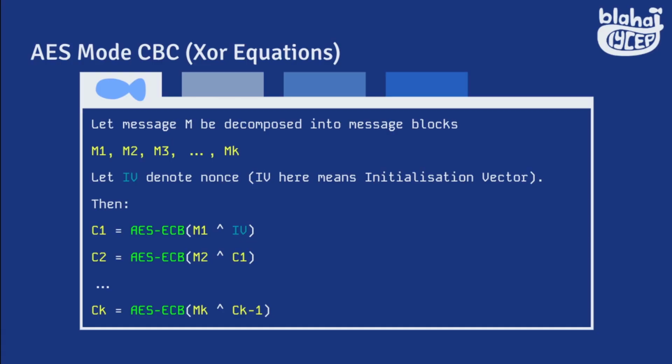So let's say CT_1, which is the first block, is equal to ECB of M_1 XOR IV. And CT_2 is equal to ECB of M_2 XOR CT_1. And this goes on and on. So in general we can say that CT_i is equal to ECB of M_i XOR CT_(i-1), where CT_0 is IV.